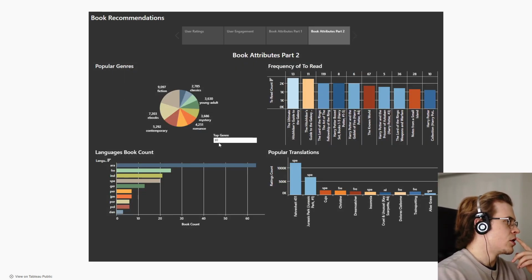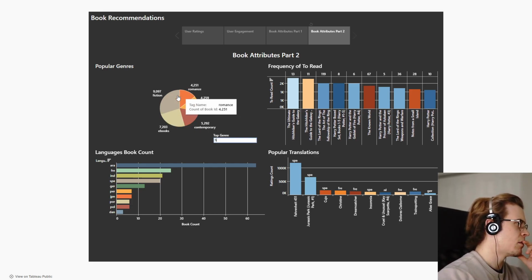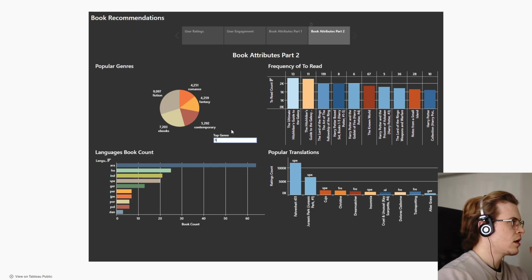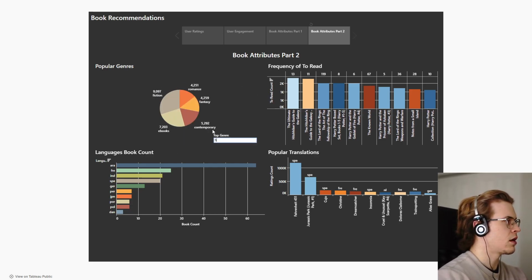Next, we have popular genres, showing the top 10 genres. You can change this to 5. And this is insightful because it shows us what the most popular genres are for the entire population. What would make this more useful is seeing a user breakdown for individual users' favorite genres.